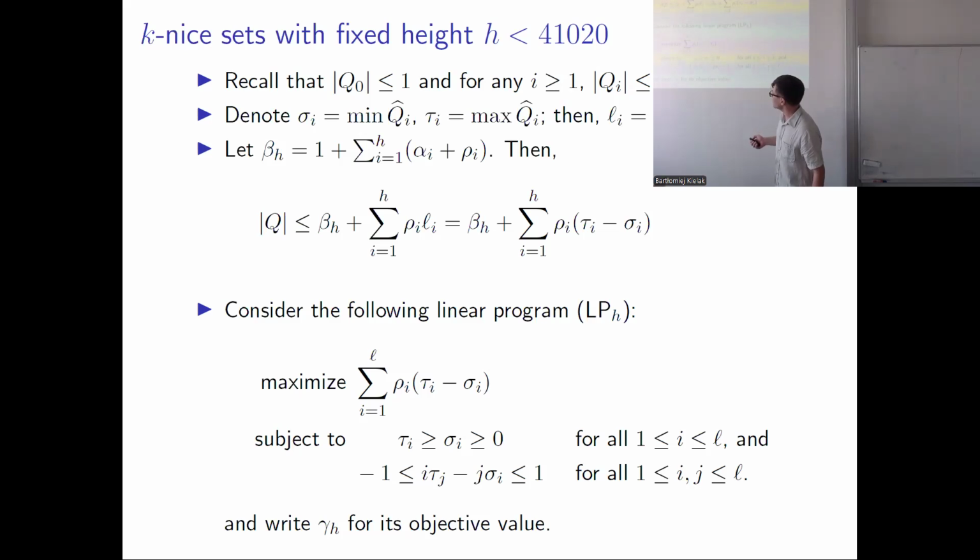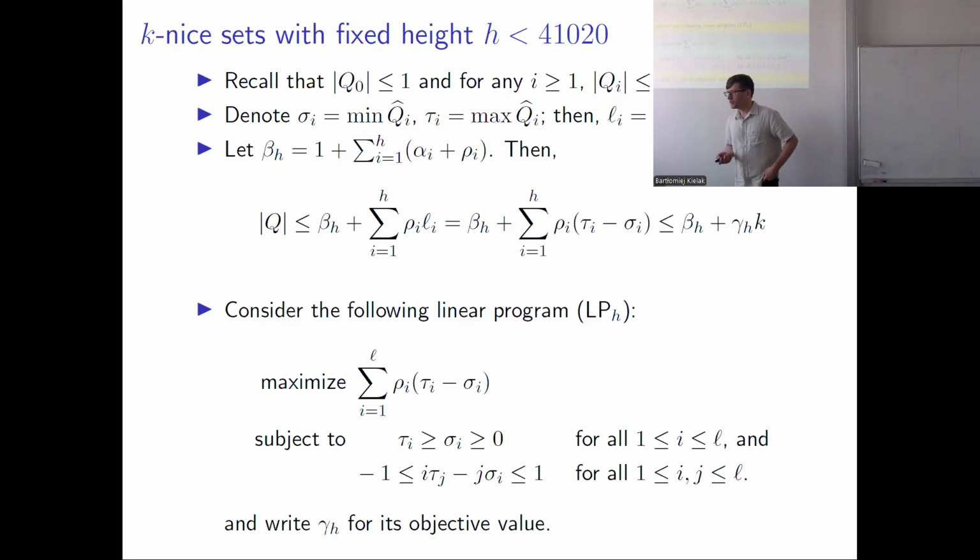And this objective value I can denote by gamma h, and then I can just plug into the formula. And also note that this beta h is also something which depends only on h. It doesn't depend on k. It doesn't depend on the set q that we consider. So it is also something which we can compute directly by using a computer, for instance.